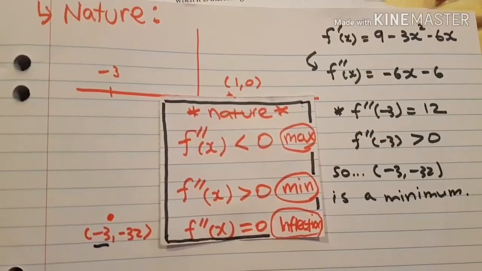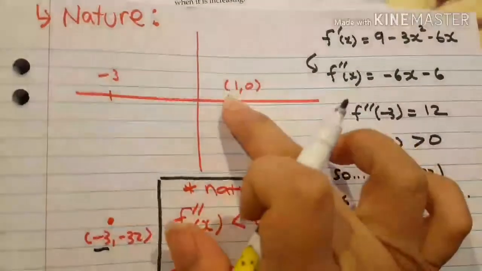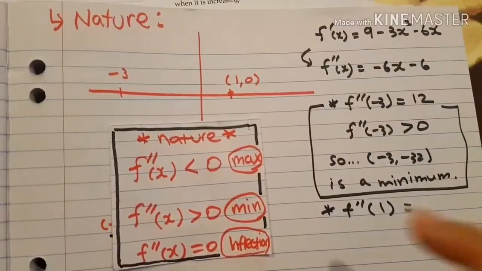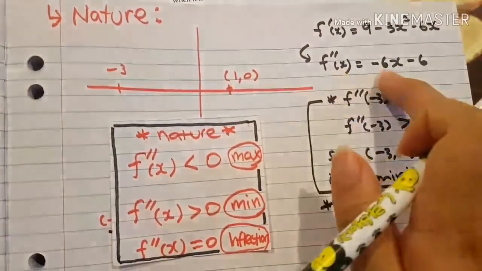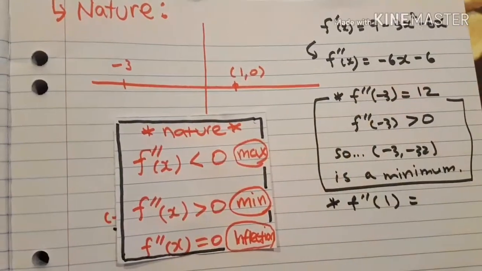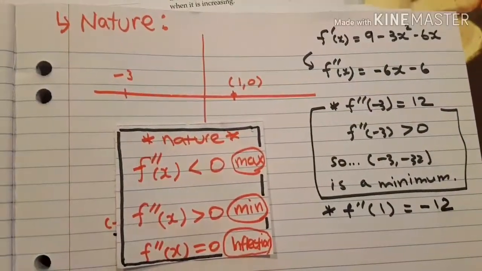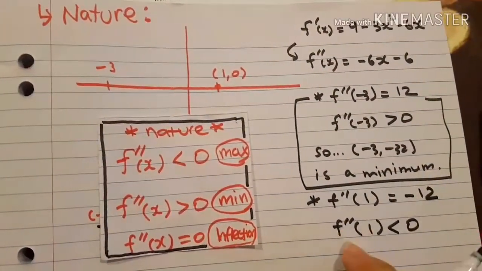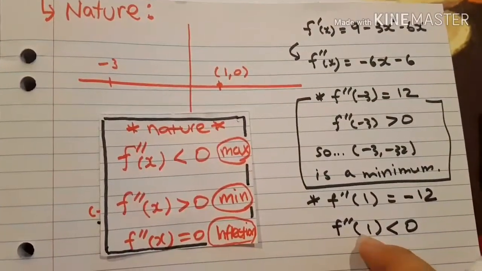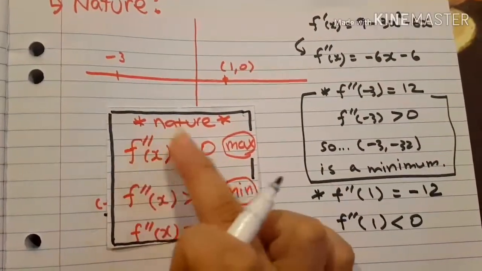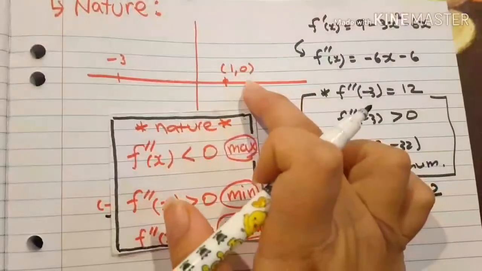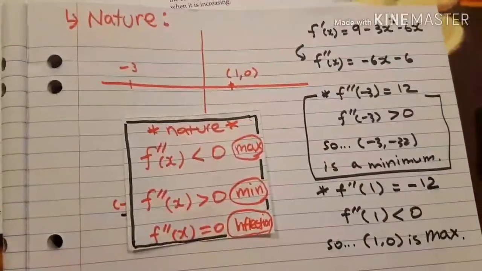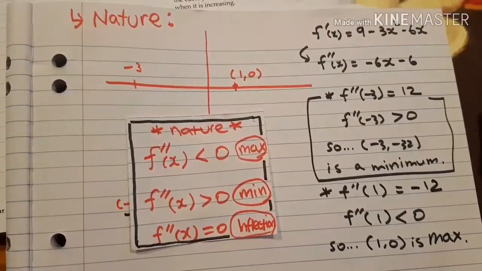Okay, let's have a go with this point. This time I'm going to put 1 into the second differential. So -6 times 1 minus 6, what would it be? It's -12. So since this value is less than 0, then it's a maximum. So I know this point should be a maximum. Okay, then let's draw the picture.